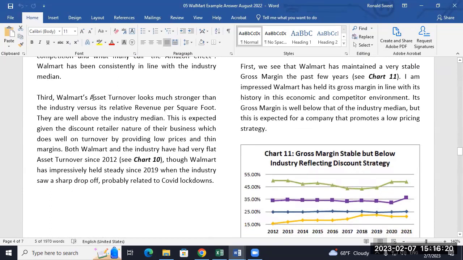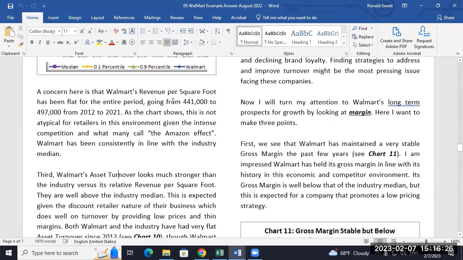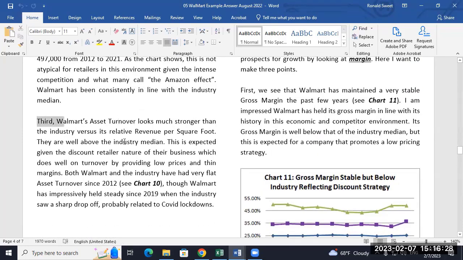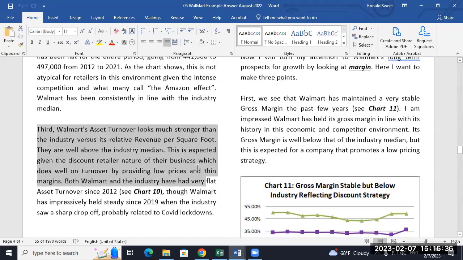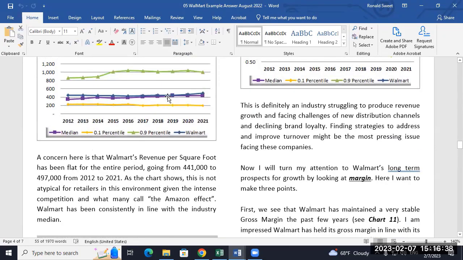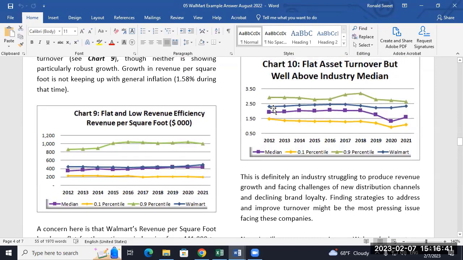And then the last thing is you look at asset turnover. So asset turnover is revenue over assets. Now some students struggle here because they leave the exact same words I did for Walmart. I said their asset turnover looks much stronger versus the industry than the revenue per square foot. You can see revenue per square foot, they're right in line with the industry, but asset turnover, they're much stronger. Don't say that about your company if that's not true.